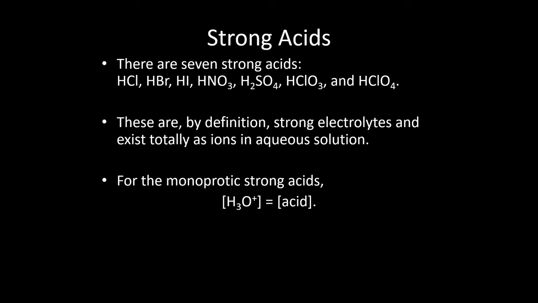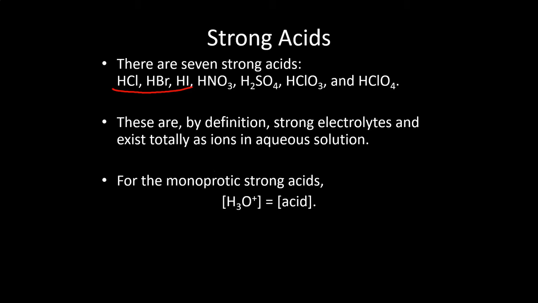is nitric acid, sulfuric acid, H2SO4, chloric acid, HClO3, and perchloric acid, HClO4. Those are the 7 strong acids. Now you will have to have these memorized, but there are only 7 of them, and they should be decently easy to remember, especially considering that these 3 are kind of grouped together on the periodic table.